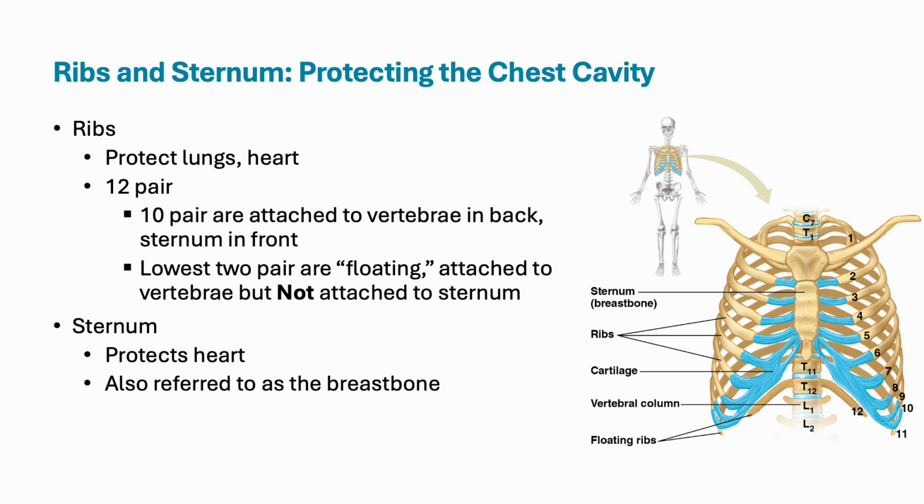The rib cage consists of the sternum at the front and the 12 pairs of ribs that extend from the thoracic vertebrae. 10 pairs connect both to the spine and to the sternum through the costal cartilage, creating a protective cage around the lungs and the heart. The lowest 2 pairs are known as floating ribs because they attach only to the vertebrae and not to the sternum. The sternum, or breastbone, lies at the center of the chest and serves as a key protective structure of the heart.